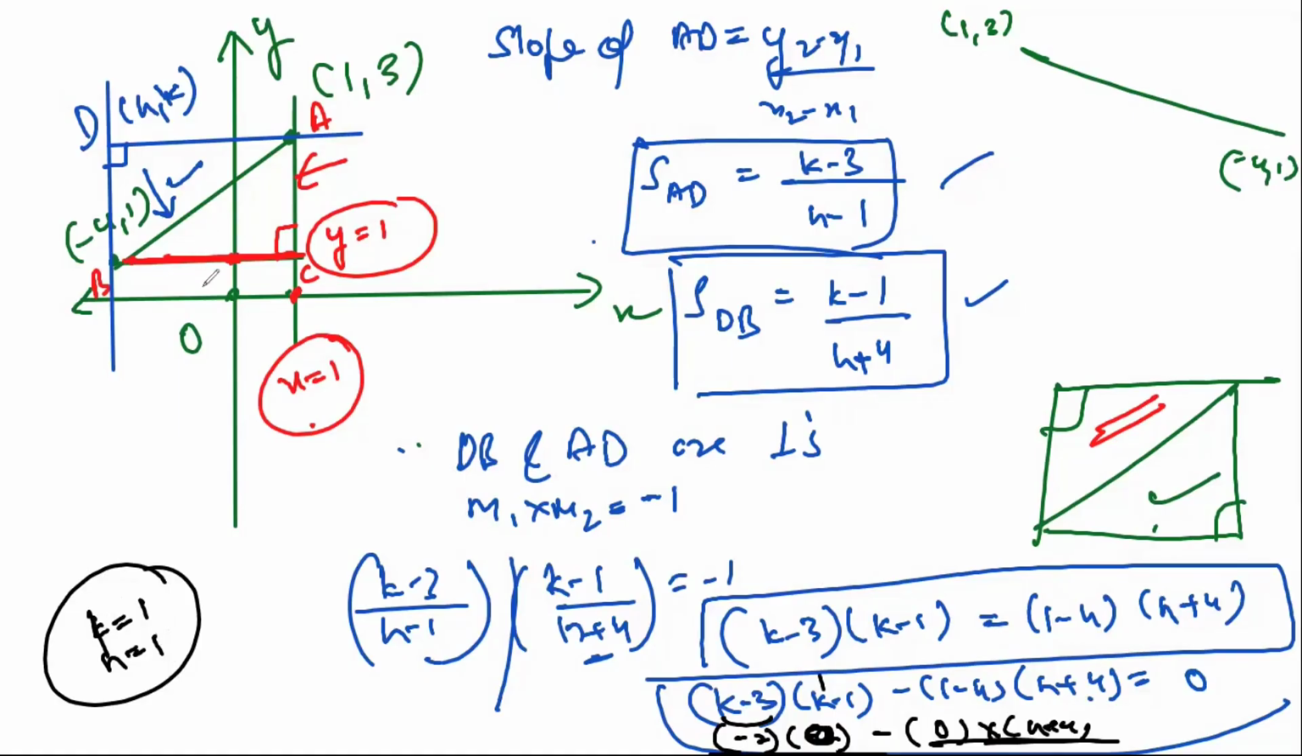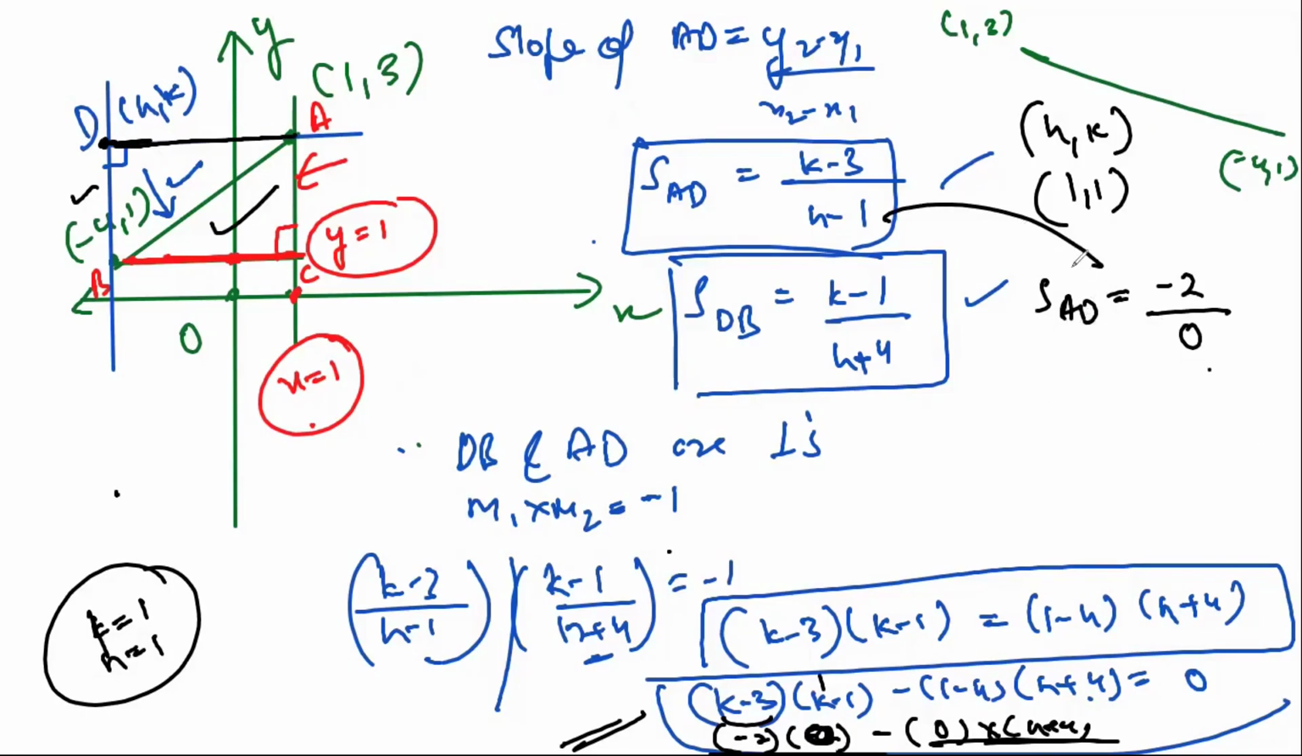Actually there are infinite points that you have, but one of the points I got for (h, k) is (1, 1), where the whole equation is getting 0. Correct? Now, if I find the slope for AD, because I have the values of h and k, which are 1 comma 1, and I put them here, you will see the slope of AD is not defined.